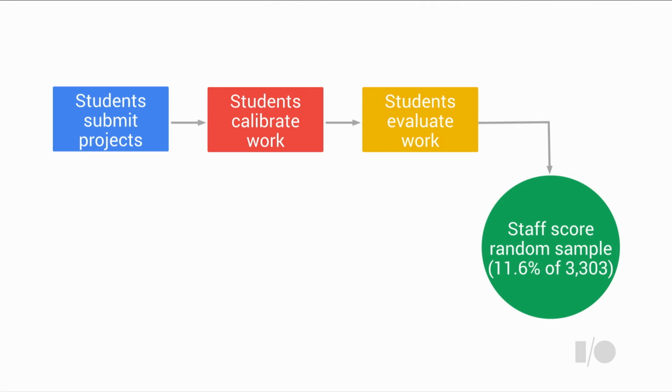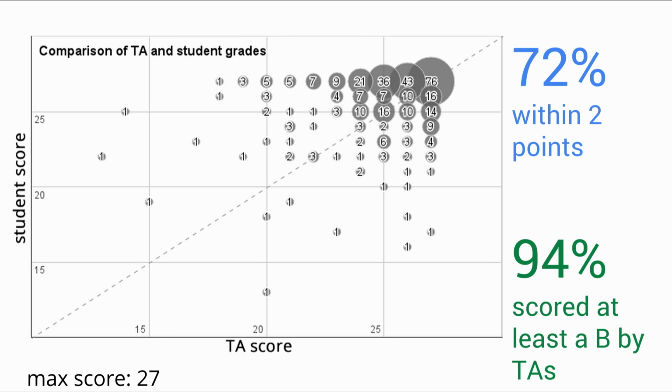So again, we had a very similar process where students submitted their work, they calibrated their work, they evaluated their own work, and after the course closed, we evaluated a random sample of those assignments. And we saw much better alignment in this class than the advanced power searching class. Again, nearly 3/4 were within 2 points, and almost 100% received at least a B by the TAs.